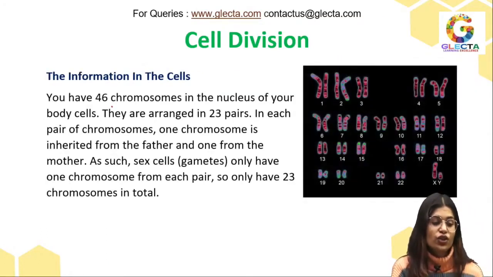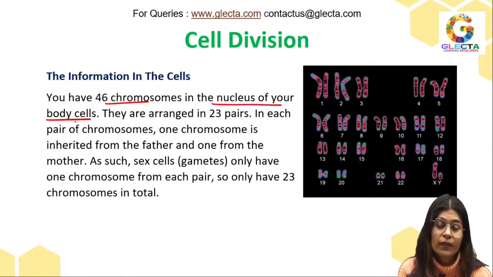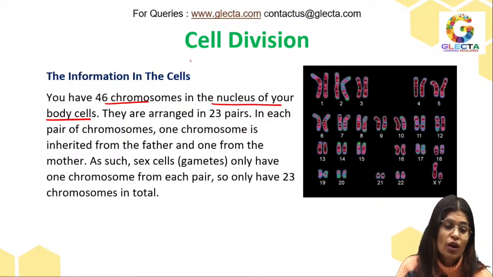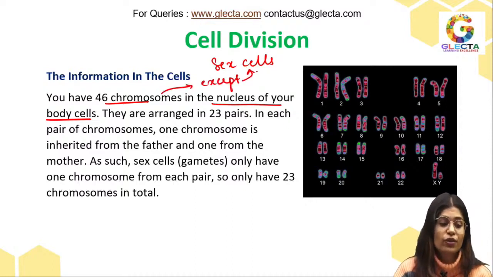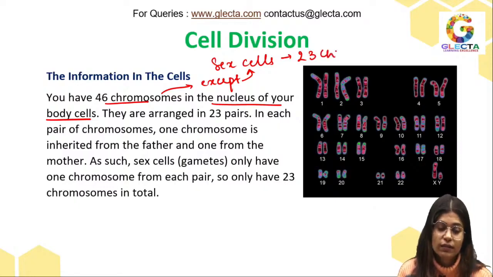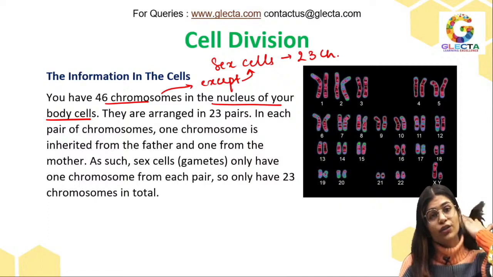Now, you have 46 chromosomes in the nucleus of your body cells. The only cells that do not have 46 chromosomes are known as the sex cells. They are an exception for having 46 chromosomes. These instead have just 23 chromosomes. Okay, so they have 23.